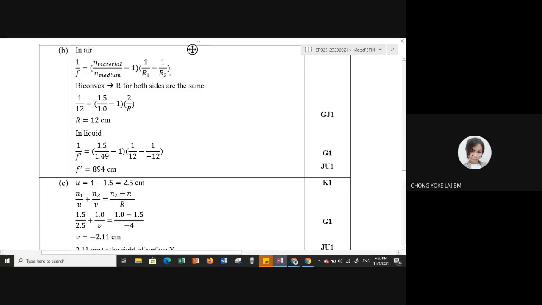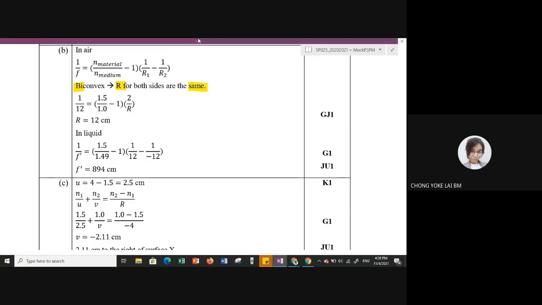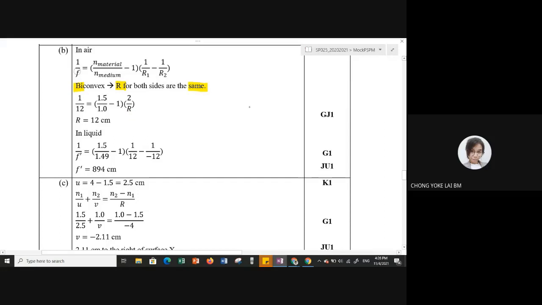So we use the lens maker equation. Then because it's a biconvex lens, so the R is the same for both. So I have 1 over R minus 1 over R. So I have 2 over R lah. 2 over R. Ni ya. Kita letak kat sini ya. So you boleh nampak ha. Ini R. Ini R. Okay.